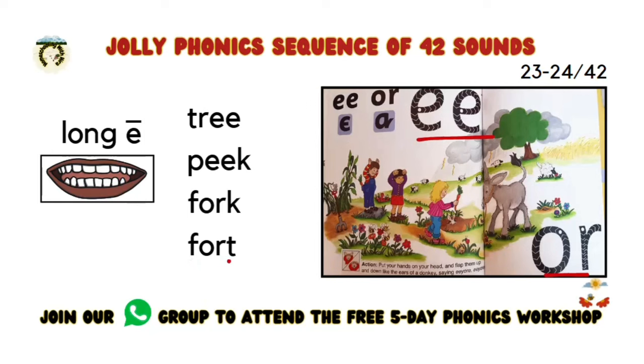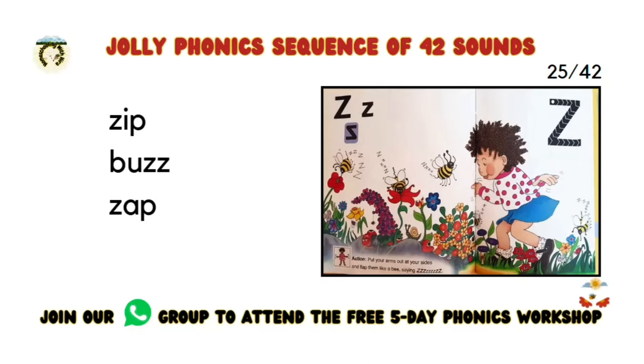And how will you read these words then? Fork and fort. You will pronounce the R in American English. You will not pronounce the R in British English, and the sound will totally change. Hope this is clear. Now you have the Z sound.